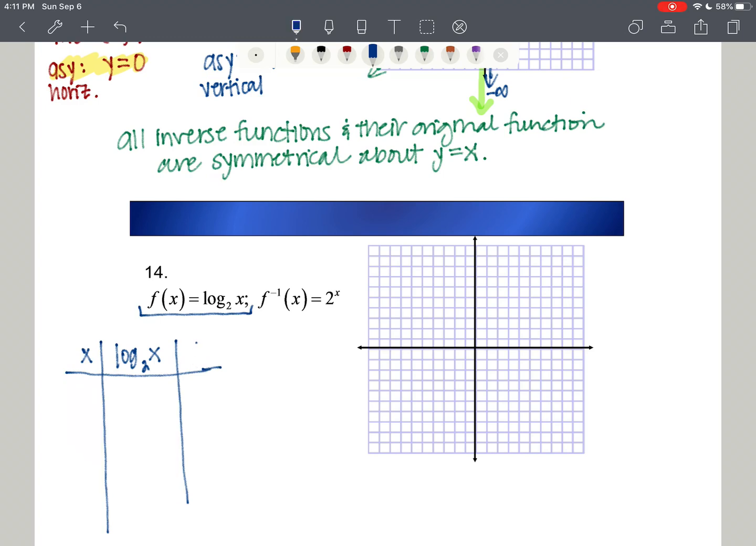And I'm going to put f of x here. F of x, that's just another way to say y. But this time it's easier if we think of this in terms of y equals log base 2 of x and say, 2 to what power? So let's say 2 to the negative 2 power. You put a negative 2 in for y. 2 to the negative 2 power is 1/4.